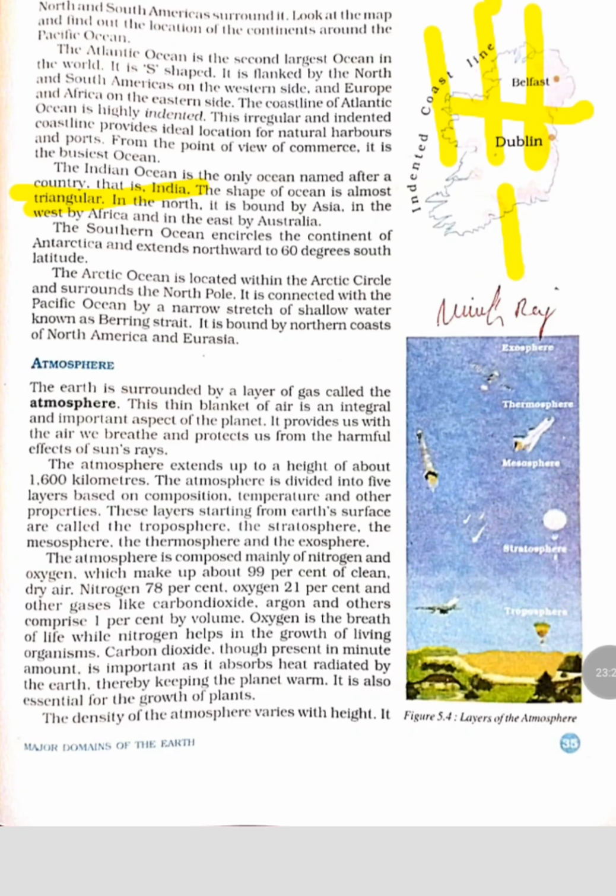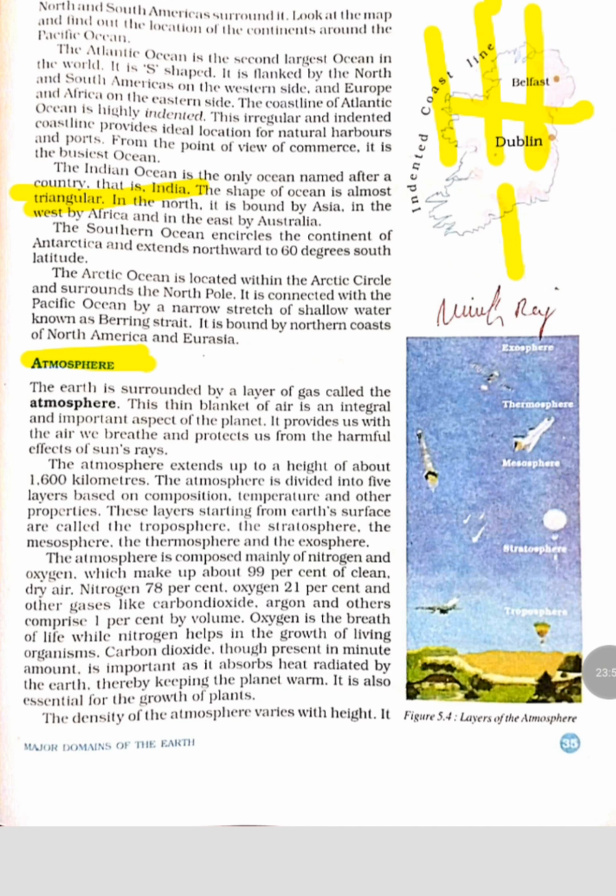You know about the Bering Strait. You see the map of North America, and there is the Bering Strait, and that is the point which connects the Arctic Ocean to the Pacific Ocean. Actually, the Bering Strait connects North America to Russia. And the last component is the atmosphere.